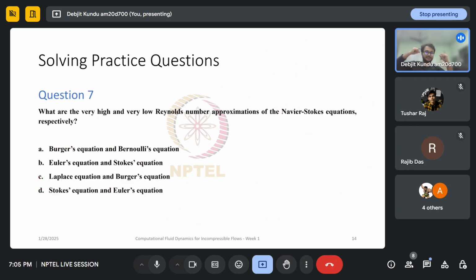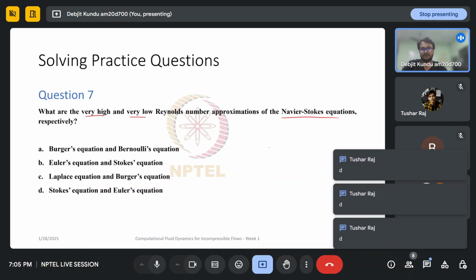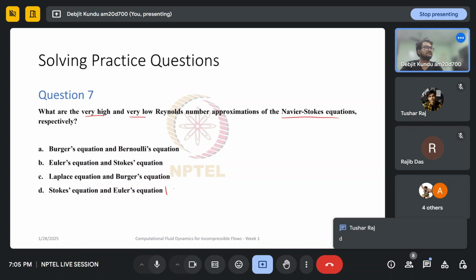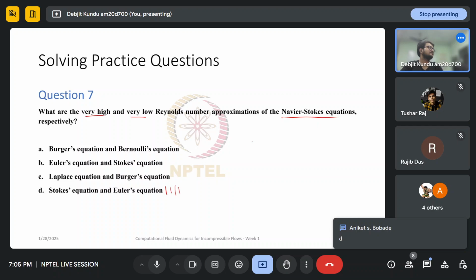We'll now move on to question number 7, which is asking us what are the very high and very low Reynolds number approximations of the Navier-Stokes equations. Okay, we have option D. Let's see what others have to say. Option D again. Very good. So basically, we have gone a bit ahead of ourselves, but let's try to write this down.